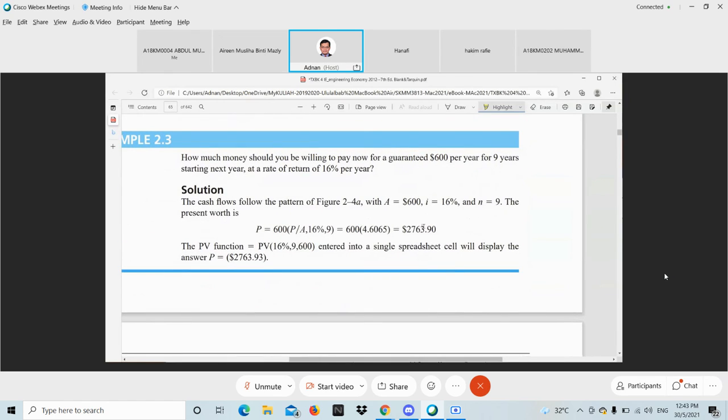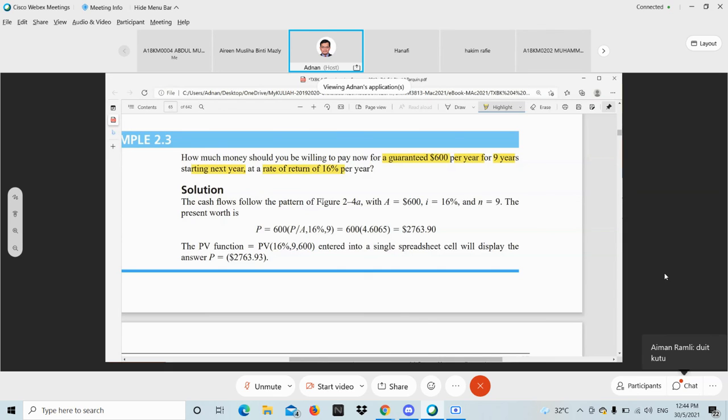How much money should you be willing to pay for a guaranteed 600 per year for 9 years, starting next year, at a return rate of 16% per year? You want to receive 600 every year for 9 years. How much money should we invest? It's like buying a pension scheme: we invest now so that during retirement there will be income. So how much do we need to have?